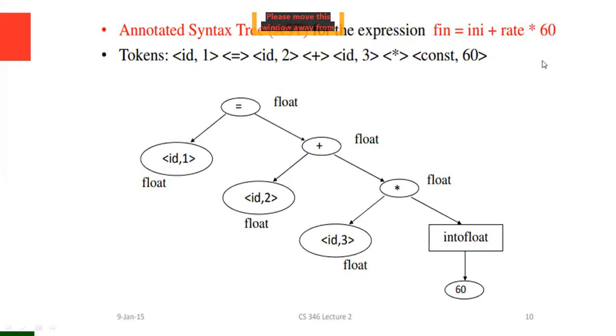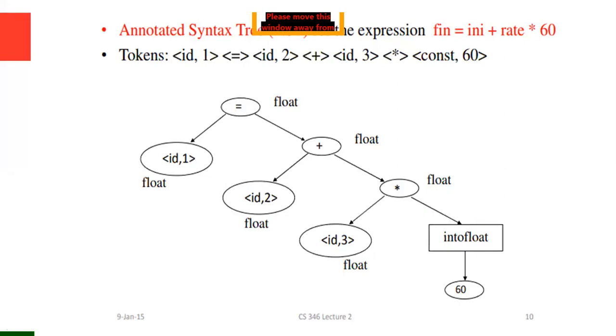So constant means integer constant, 60. So we can convert that 60 into float. We are converting. Okay, so this is the conversion done by the semantic analyzer. Otherwise, what happens if we take 60 as it is? You can get a semantic error. Those semantic errors can be rectified by the semantic analyzer.